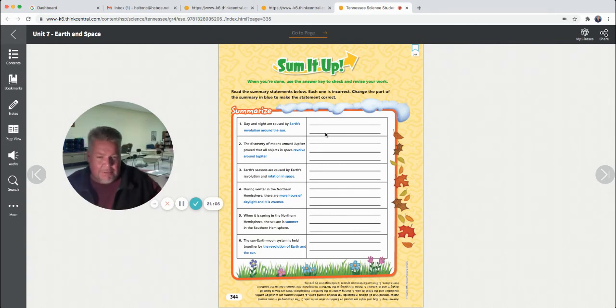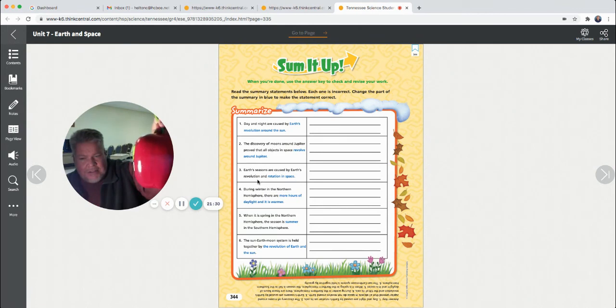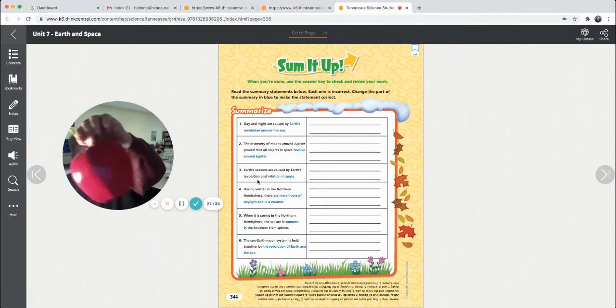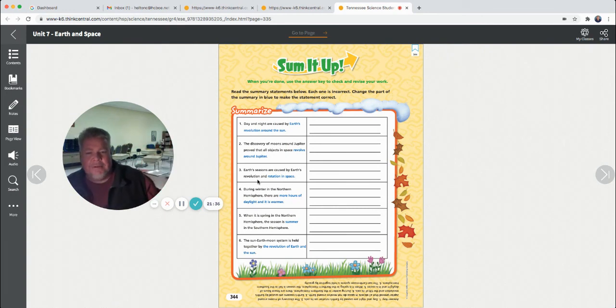Okay. Number 2, the discovery of moons around Jupiter proved that all objects in space revolve around Jupiter? No. All objects in space revolve around the sun, not the earth. Earth's seasons are caused by the Earth's revolution and rotation in space. Well, it's got to do with a revolution around the sun, but not its rotation. It's the revolution and its what? Its tilted axis. Because sometimes it's tilted toward the sun and sometimes it's tilted away.